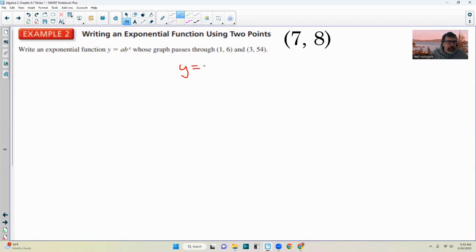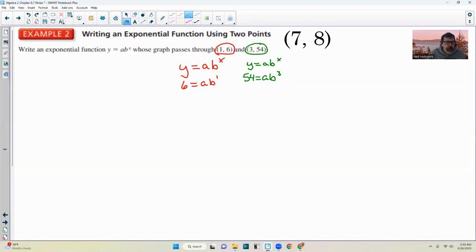Step 1, you just write y equals a times b to the x. So I'm going to do this in red. This is my x and this is my y. Now I'm going to substitute it in. 6 equals a b to the first power. Okay, so that's the first step. The other thing you want to do is the same thing for the other point. So I'm going to write y equals a times b to the power of x again. My y is now 54 equals a times b cubed. Okay, my x is 3.